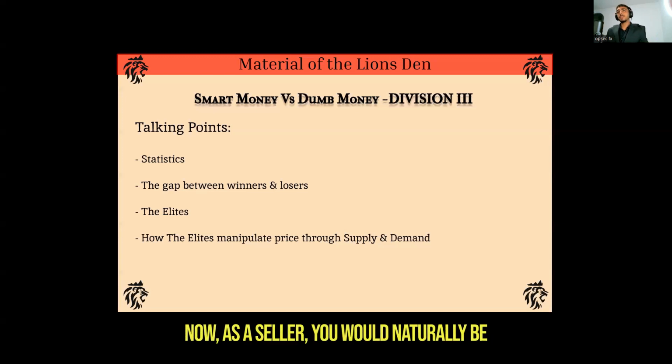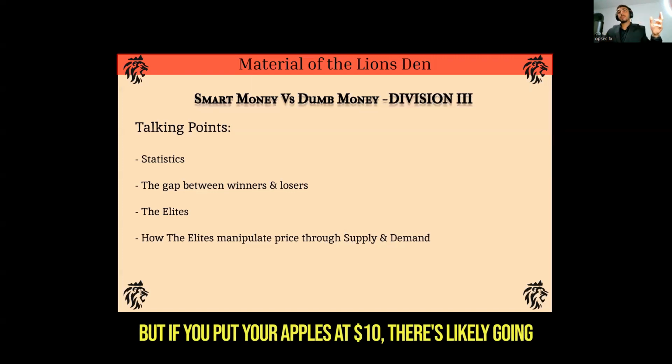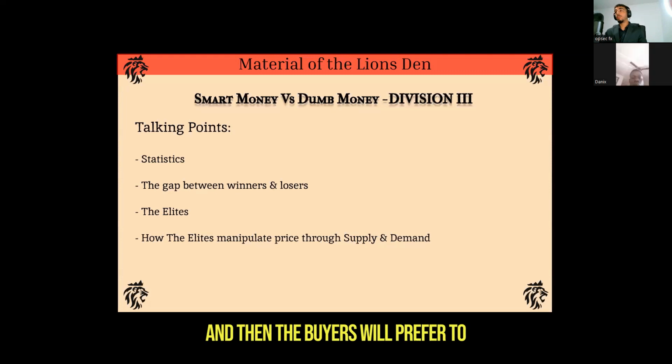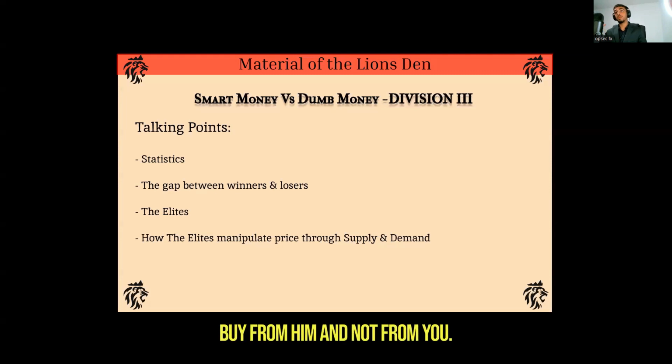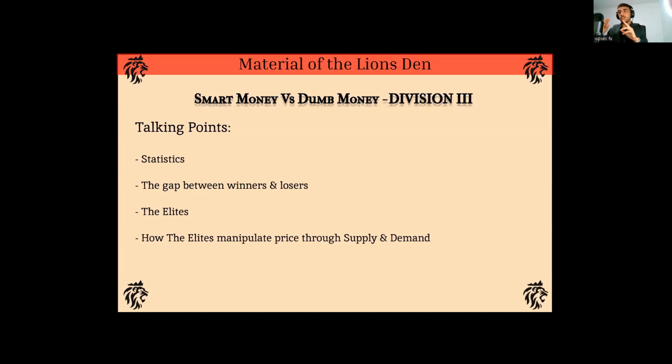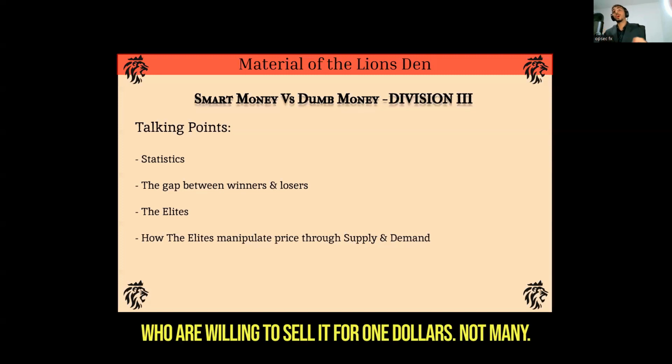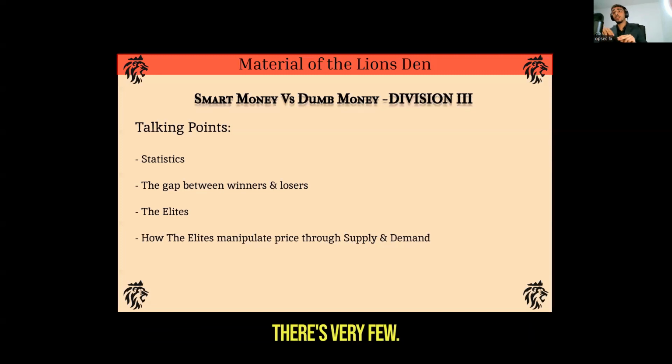Right now, as a seller, you'd naturally be more inclined to list your apples for $10 because that's the higher price. But if you put your apples at $10, there's likely going to be someone else who will list them for $9. And then the buyers will prefer to buy from him and not from you. So the competition between sellers brings the price down. So now let's just say there are some sellers who are willing to sell it for $1. Not many, there's very few.